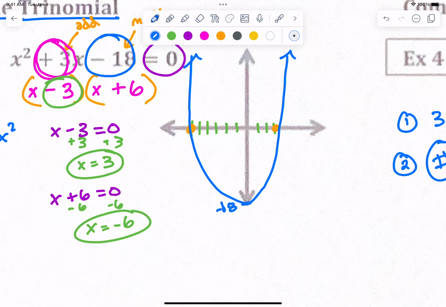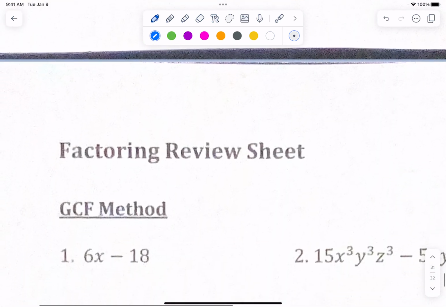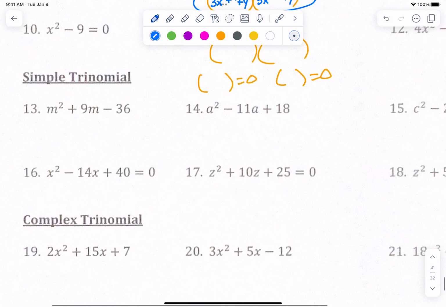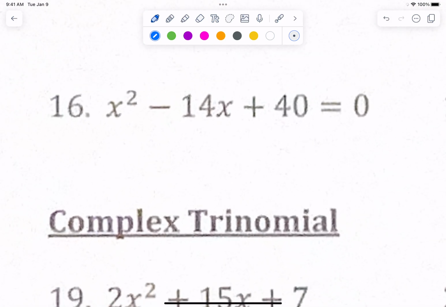Okay. That is a simple trinomial. Would you like to do one on your homework? Yes, please. Okay, pick one of the simple trinomials. Which one looks nasty? 16. 16 looks sucky? Yeah, plus is really high. Yeah, because 40 is a big number.